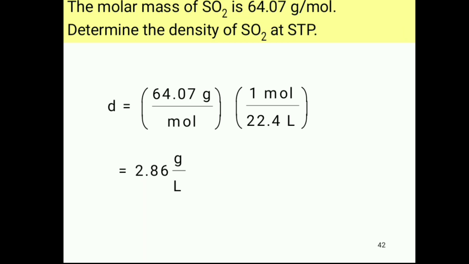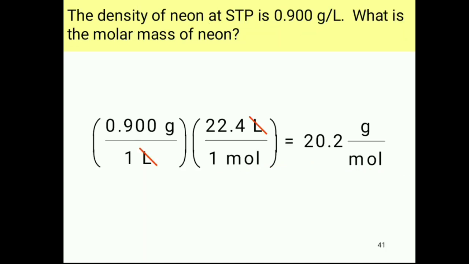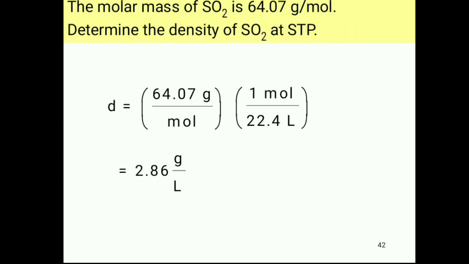Again, this ratio is taken from the fact that 1 mole of any gas occupies a constant volume of 22.4 liters. Earlier we determined the molar mass of a gas. This time, in this particular problem, we are determining the density of a gas. So given the molar mass of the gas at STP, which in this case is 64.07 for sulfur dioxide, we multiply by the constant 1 mole per 22.4 liters.